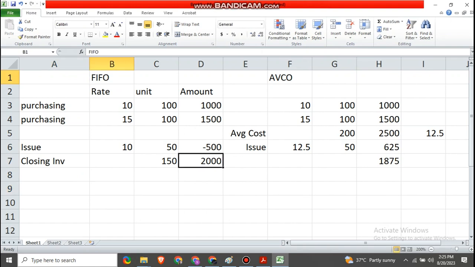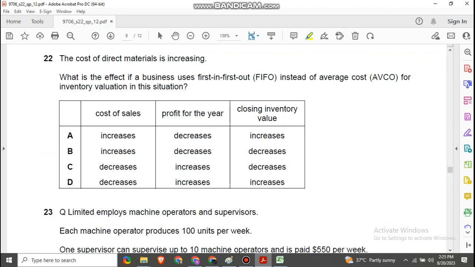Closing inventory as per the FIFO method is 2000, and closing inventory as per the AVCO method is 1850. So that means closing inventory is more in the FIFO method. Closing inventory is increasing, so either this one or this one is correct. Okay, let's select that.